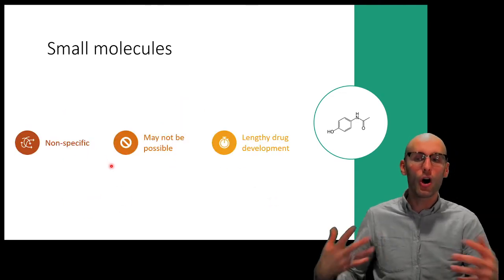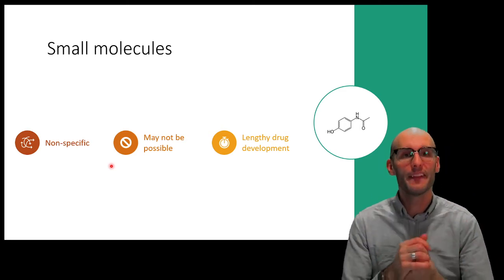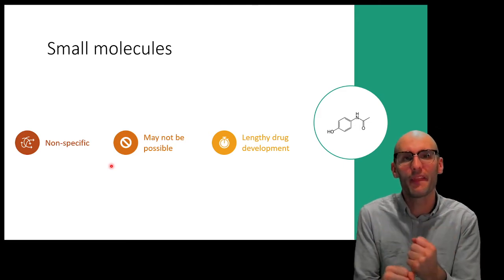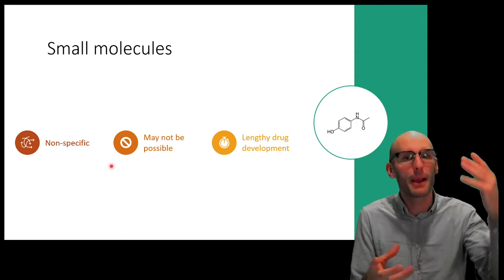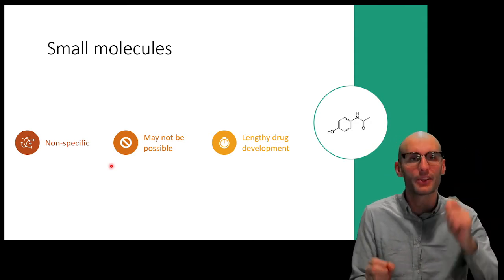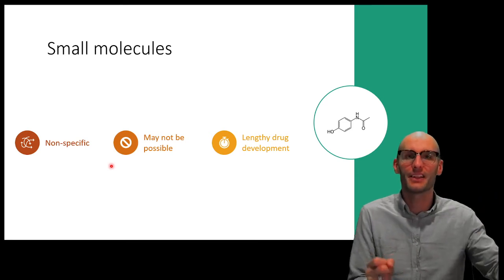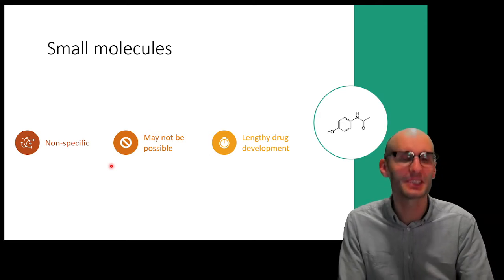What are some of the cons? Is that they can often be non-specific, and that's because you're trying to develop this tiny molecule to do this one thing, but it may look like other biological molecules. It may be able to fit into other locks, right? So the key that is the small molecule might be able to fit into other locks and cause problems. It may not be possible. That's an interesting one, right?